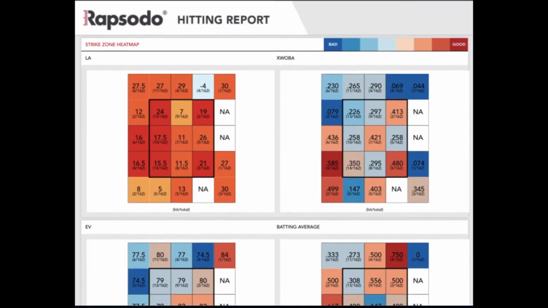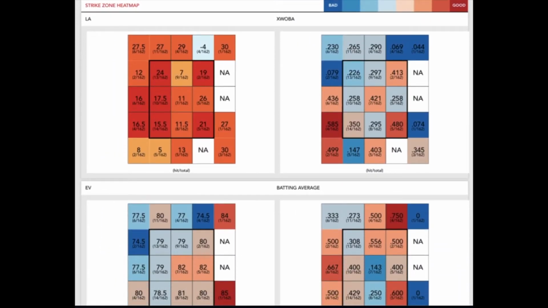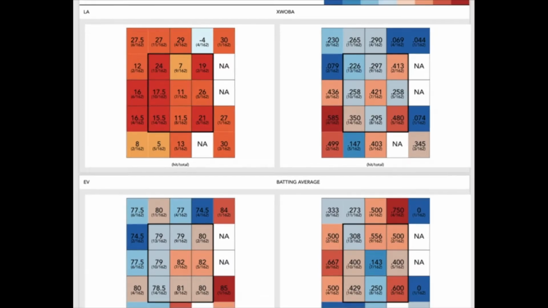The next section of our report shows the hot and cold zones, or heat map, of our hitter. This is broken down by launch angle, exit velocity, batting average, and expected weighted on base average. Each area of the strike zone is listed from blue to red depending on how well the hitter handles that area of the strike zone. Blue would be poor and red would be great.